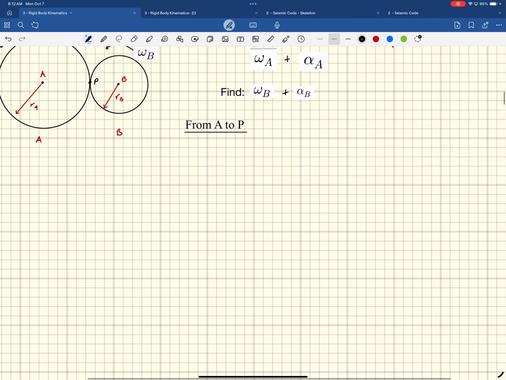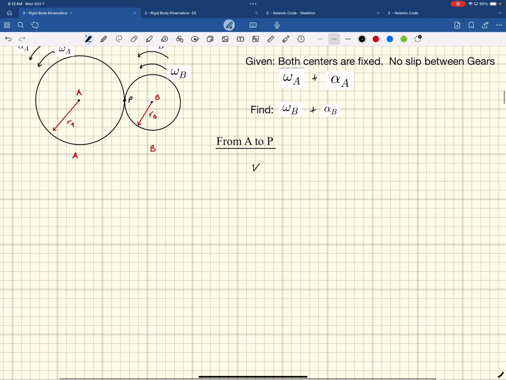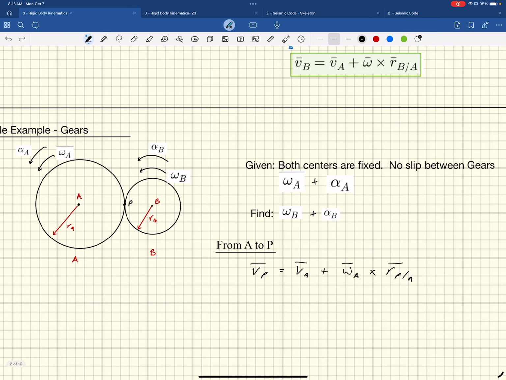What we do is just use that equation up above. There's the equation. The velocity of P is equal to the velocity of A plus omega A crossed with r, P as seen from A. I take that step, using the right variables in this case. I'm trying to take a step to P. It's going to be V_A plus omega A crossed with r, P as seen from A.